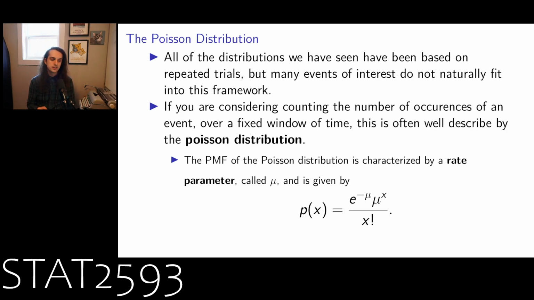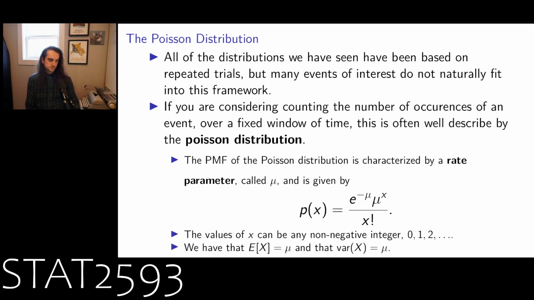Now we can write down the PMF of a Poisson distribution. It's going to be characterized by what we call the rate parameter, and we write that as mu. The PMF is given by e to the power of negative mu times mu to the power of x, divided by x factorial. This is defined for x equals 0, 1, 2, and so on, any non-negative integer. We can write down that the expected value of x is mu, and also that the variance of x is mu. So the Poisson distribution has this really interesting property where the mean and the variance are always exactly equal to one another.